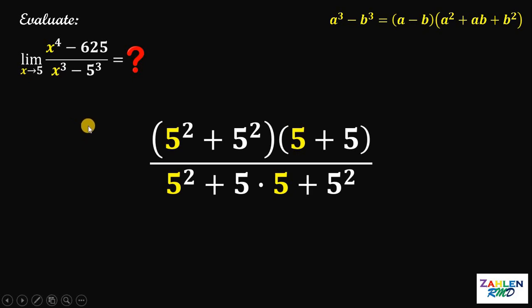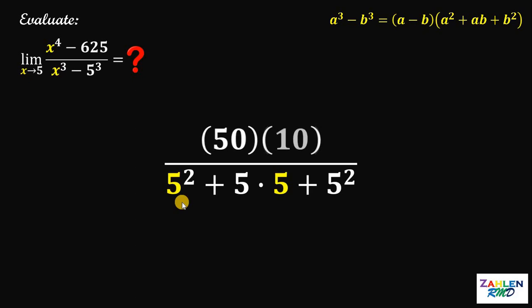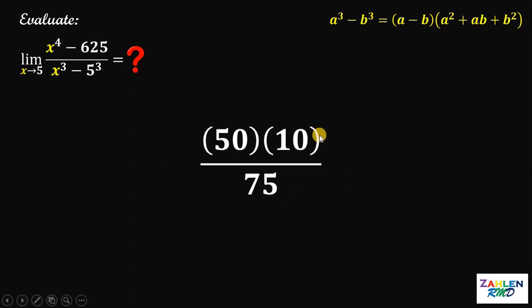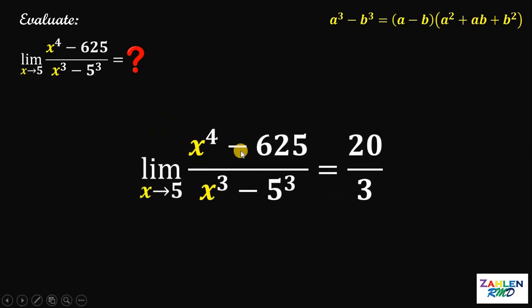Now, at this point, let's simplify this result. So, 5 squared plus 5 squared is simply 25 plus 25, or simply 50. 5 plus 5 is 10. 5 squared is 25, plus 5 times 5 is also 25, plus another 25, so this will give us 75. 50 times 10 will give us 500, and 500 divided by 75 will give us 20 over 3. Therefore, the limit of x raised to the fourth power minus 625 all over x cubed minus 5 cubed as x approaches 5 must be 20 over 3.